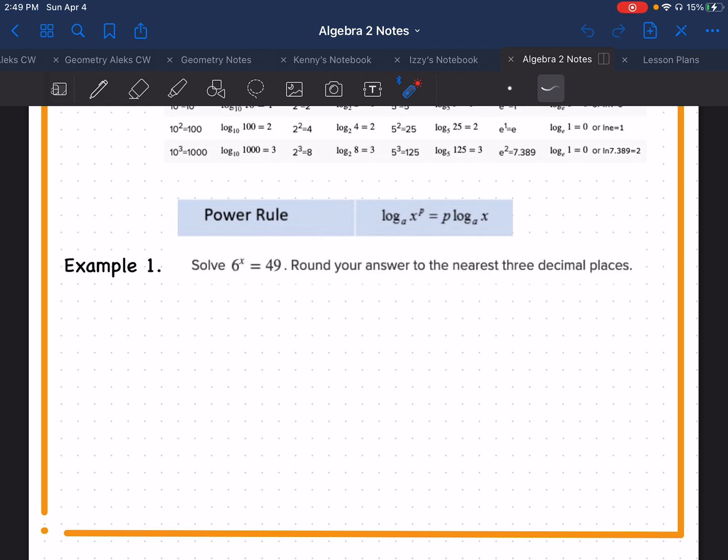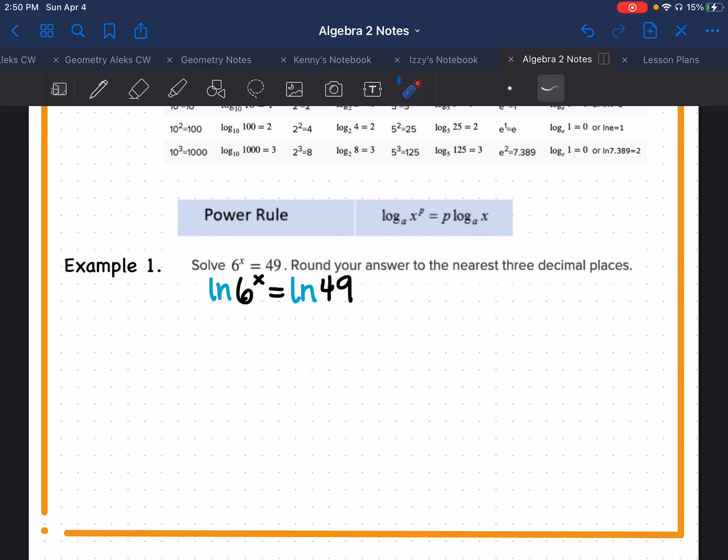And so what we're going to do is we're going to take the log or the natural log of both sides, and that's going to help us find the value of x. We are going to go ahead and round our answer to the nearest 3 decimal places. So here we go. I'm going to go ahead and take the natural log of both sides for this one. There's no reason that I'm choosing the natural log. It is clearly your choice. Both the log and the natural log will work.